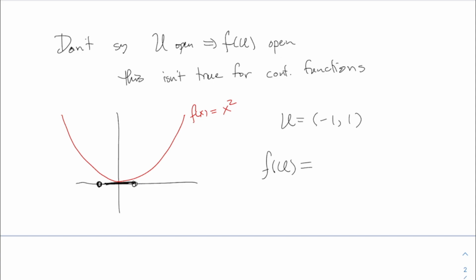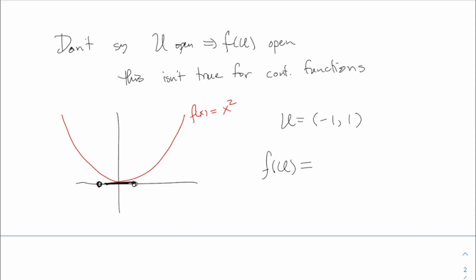What do you think? Yeah, it's 0 to 1. Is it the open interval from 0 to 1? You have to think, does it include 1 and does it include 0? Like, can you actually get the number 0 by squaring some number in here? I think you actually can, right?